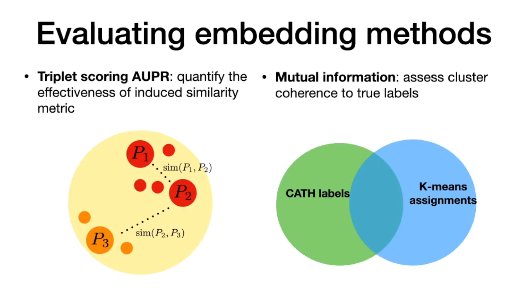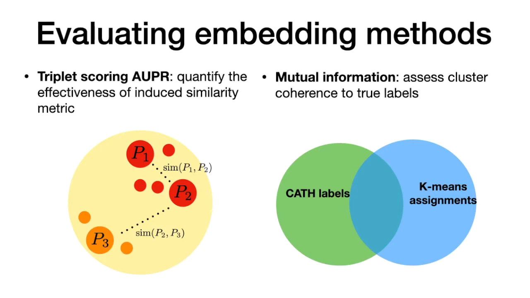We evaluate these methods with two different metrics. The first, called triplet scoring, assesses the effectiveness of the induced similarity metric as a binary indicator. We construct positive and negative pairs of proteins, that is, those sharing and differing in their structural label, and calculate cosine similarities. We use these similarities as binary classifications and hope that more often than not, proteins sharing the same label are deemed more similar than those that differ in their label. We quantify this by calculating the area under the precision recall curve of the classifications.